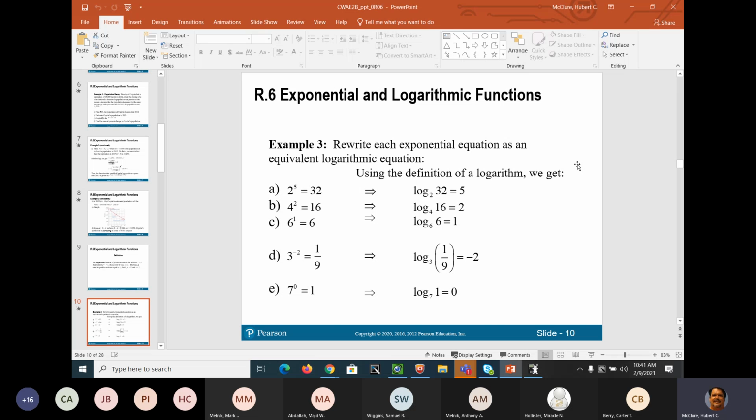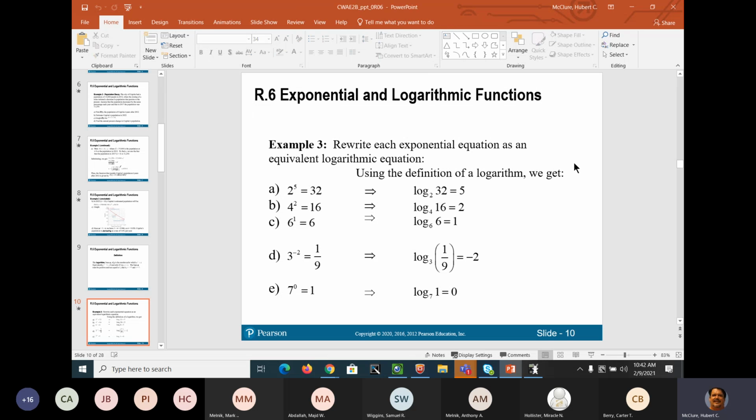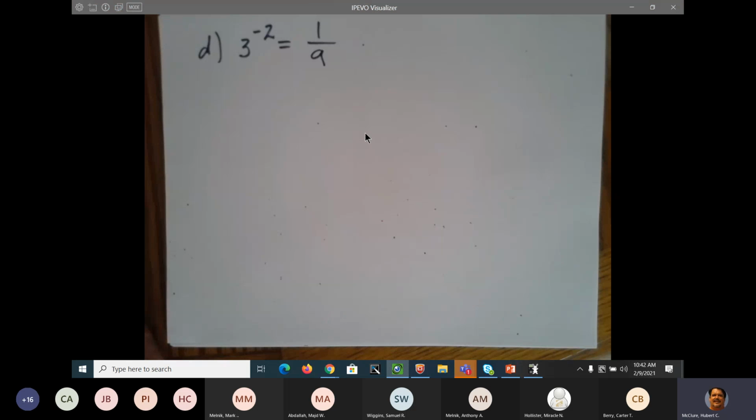Definition of a logarithm. Okay, they even wrote definition. Usually they don't put definition of a logarithm. I'm glad they put that because that's what it's actually called. Okay, so here we go. I'll put it back on there in just a second if you don't have them all.